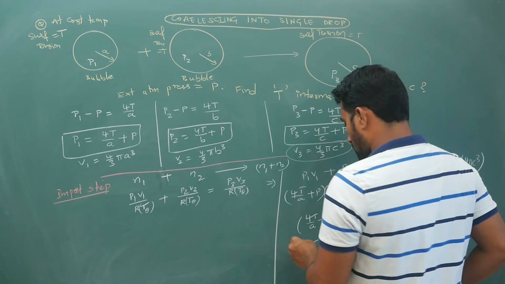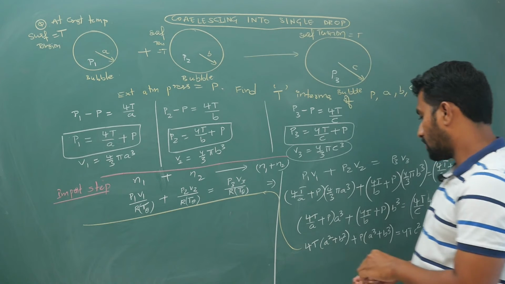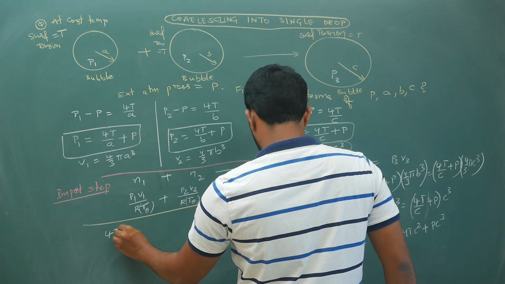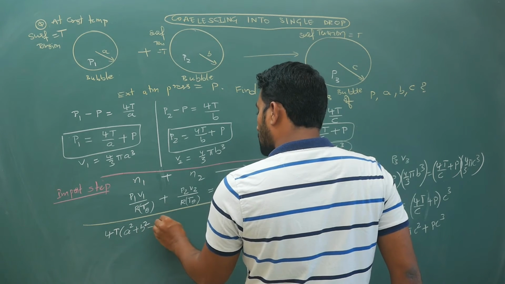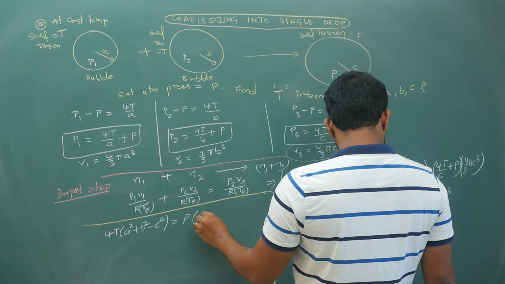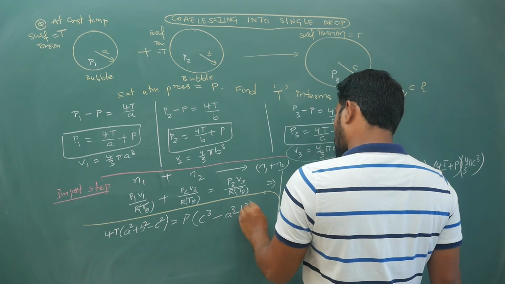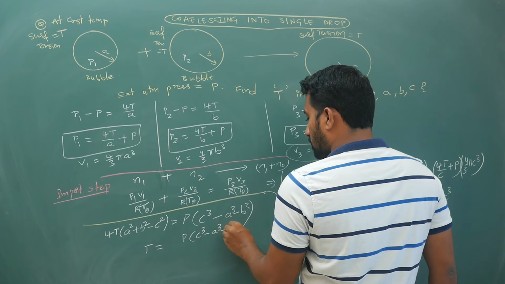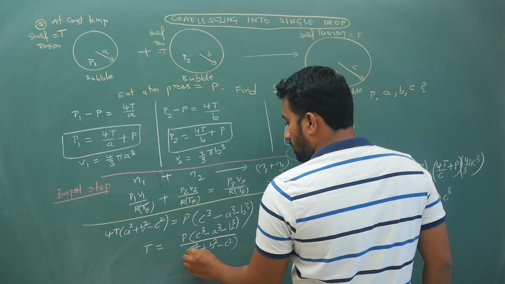Send to the other side. So this step I am further simplifying here. That will give me 4t times (a square plus b square minus c square) is equal to p times (c cube minus a cube minus b cube). So from here, t is p times (c cube minus a cube minus b cube) whole divided by (a square plus b square minus c square) into 4.